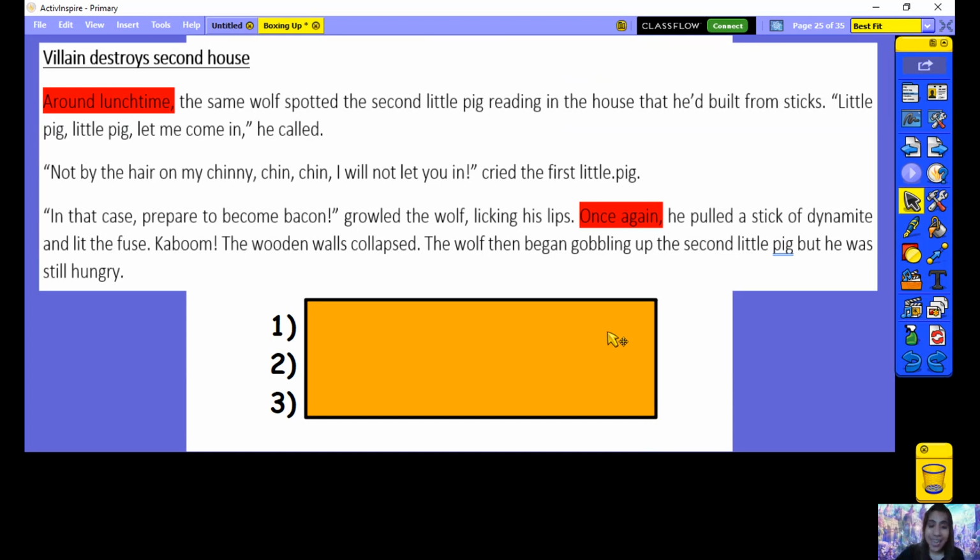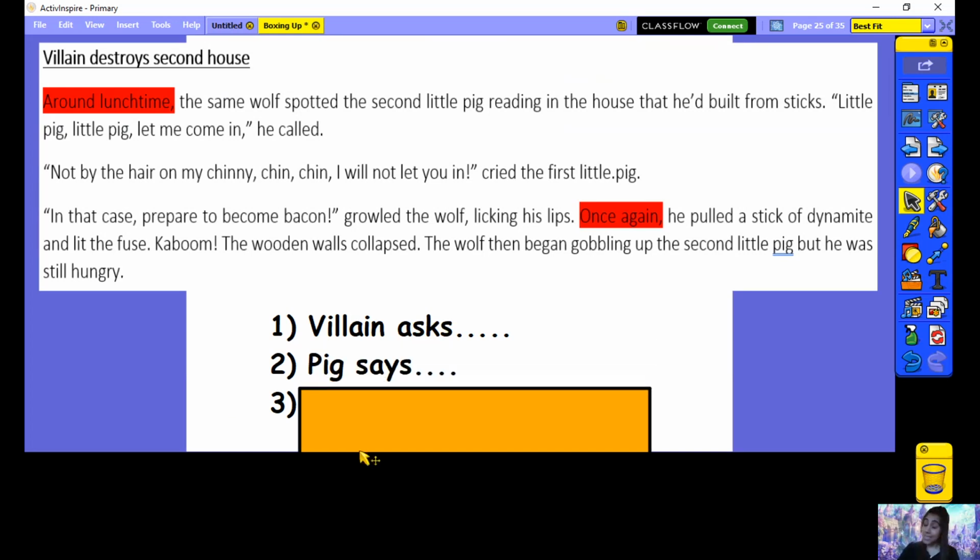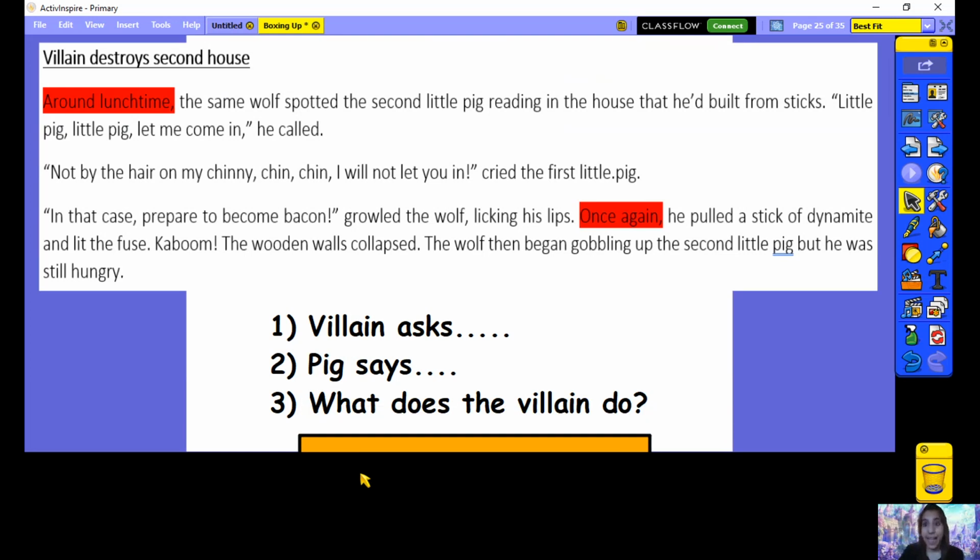So the first thing, again, the villain asks to be let into the house. Little pig, let me come in. The second, what does the pig say? He refuses. He says, not by the hair of my... Hope you joined in there. And then thirdly, he destroys the house with the dynamite.